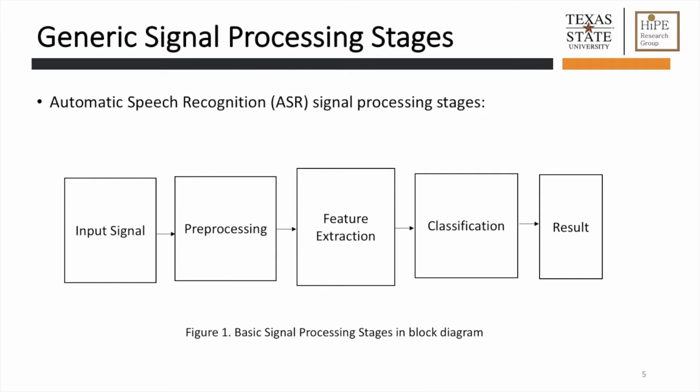Automatic signal processing has different stages. First, the input signal is pre-processed, then features are extracted, and after that all the data are fed into a classifier for the classification, and the classifier gives the output for that audio signal. These are very generic signal processing stages that are used for the automatic signal recognition process.